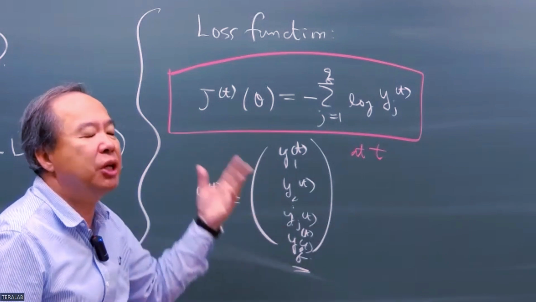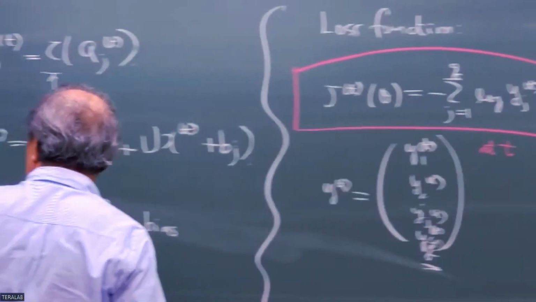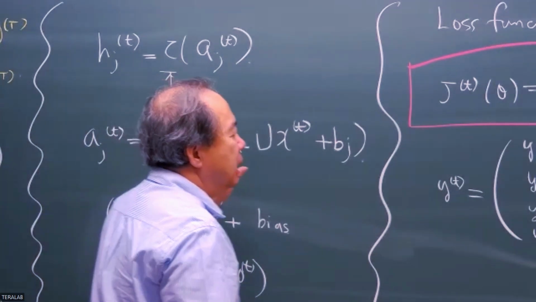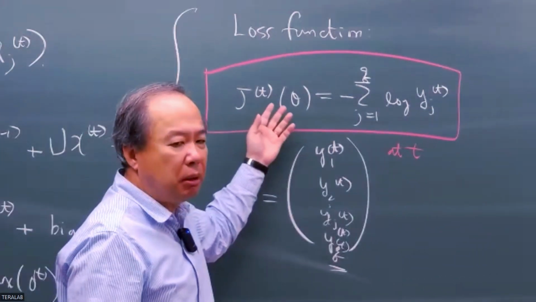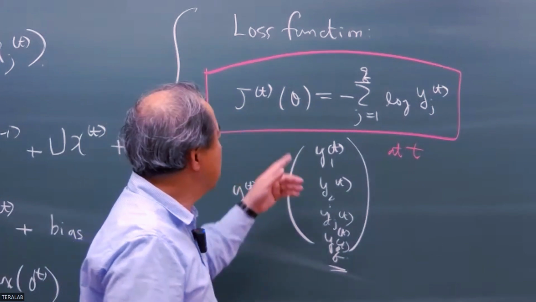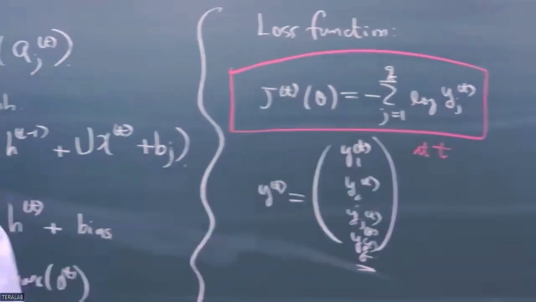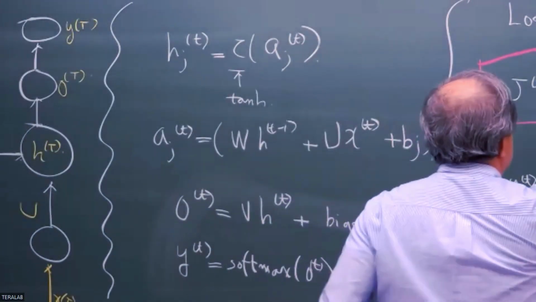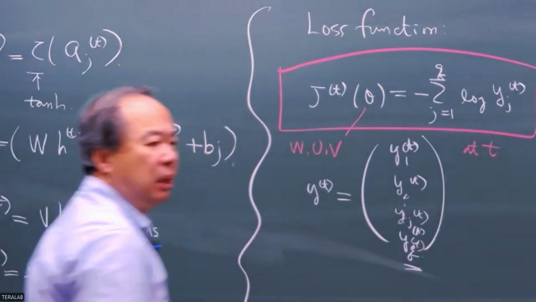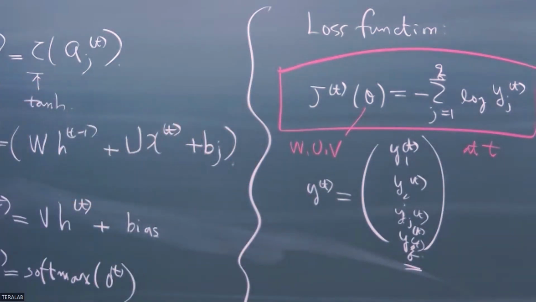So they keep training with different text input and different text output until they reach a minimal entropy function at the output. Then theta, which means the W, U, and V matrices, will be optimized by the gradient descent method.